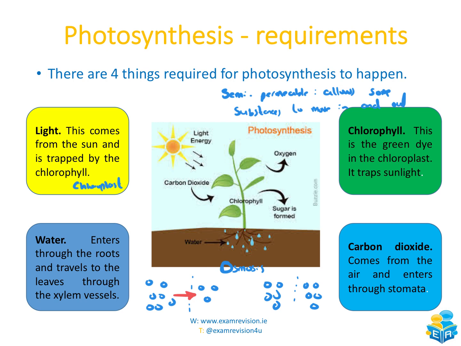The light is going to be trapped by the chlorophyll. We're going to have carbon dioxide coming into the leaf through the tiny holes underneath, which is known as the stomata, and the chlorophyll then is what's going to be absorbing the sunlight. So they're the 4 requirements, or the 4 things that we need for photosynthesis to happen.